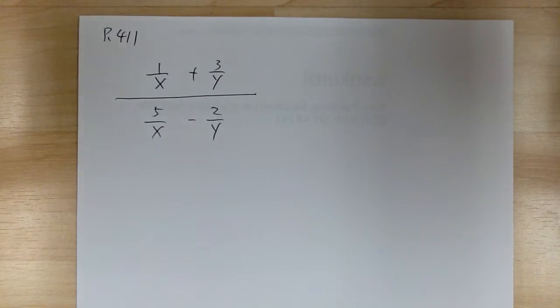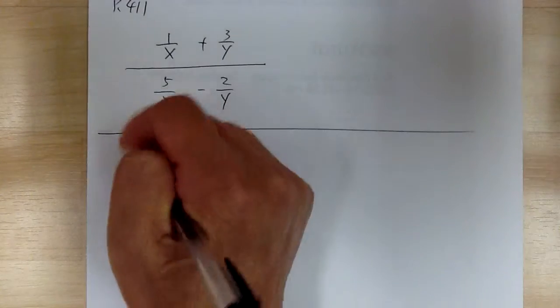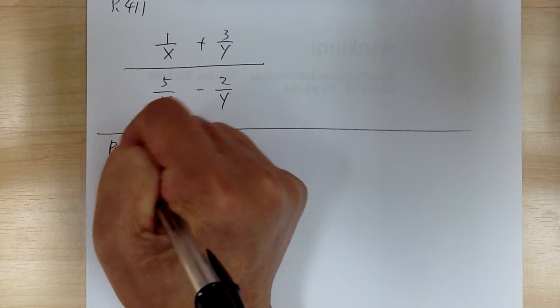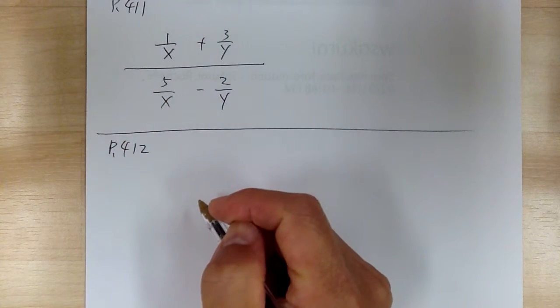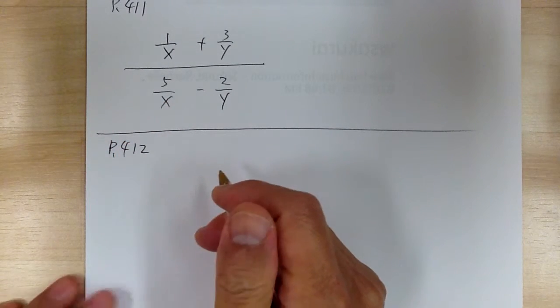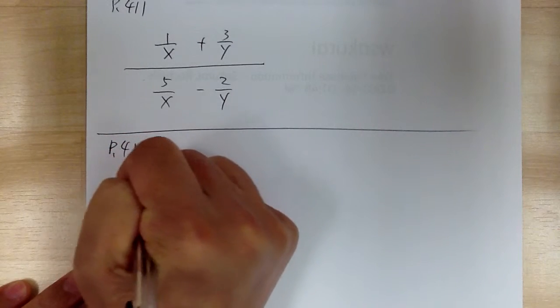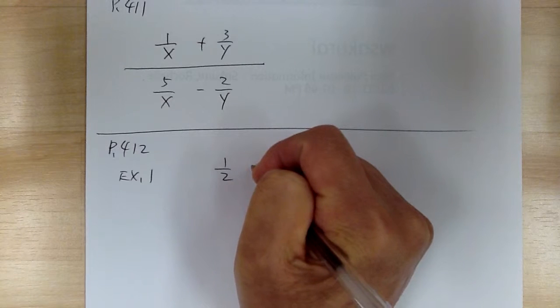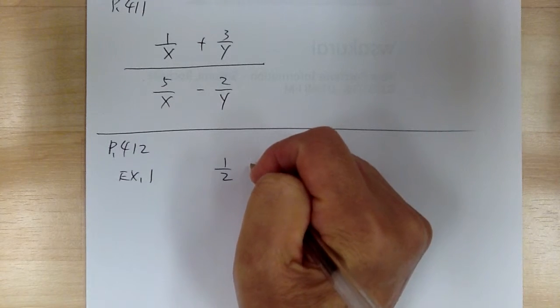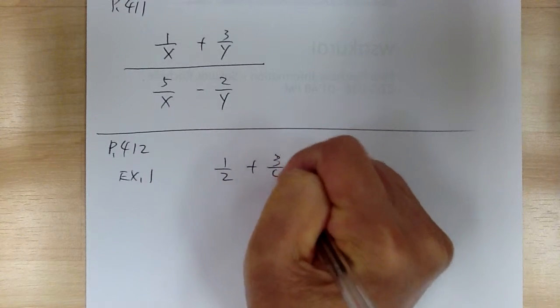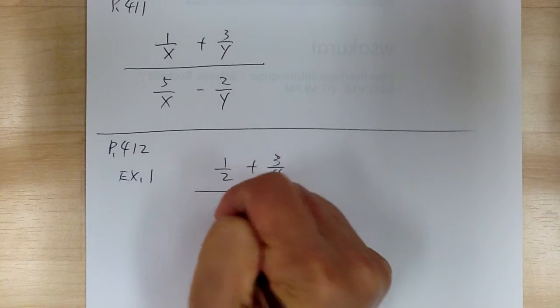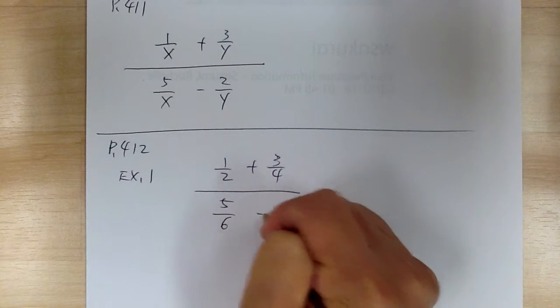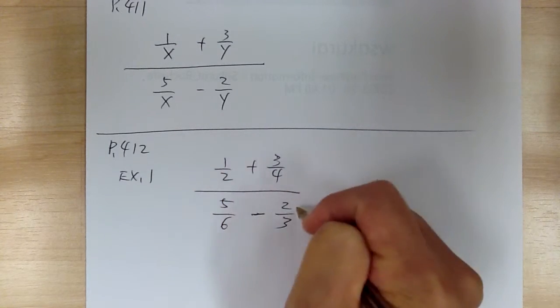So what we're going to do is go over how to simplify the fractions. There are two kinds. So let's go to page 412. Let's start with example 1. You have 1 over 2 plus 3 over 4 over 5 over 6 minus 2 over 3.